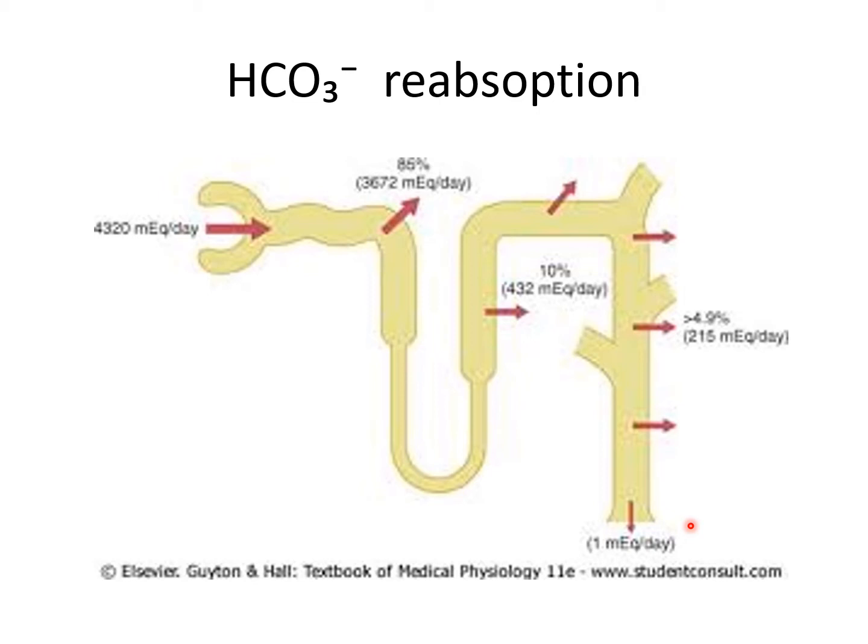That means more than 99.9% of bicarbonate is reabsorbed when it passes through the renal tubules, of which nearly 85% of bicarbonate is reabsorbed in the proximal tubules, 10% of bicarbonate is reabsorbed in the thick ascending limb, and only 4 to 5% of bicarbonate is reabsorbed in the distal tubules.